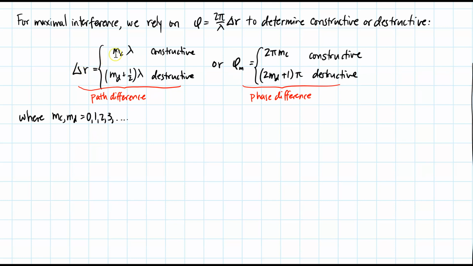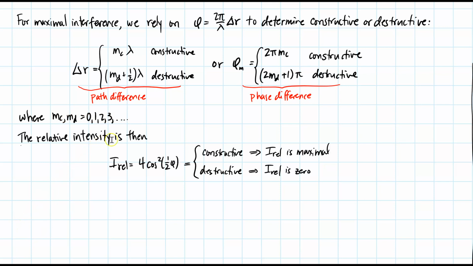So if the path difference was an integral number of wavelengths, then we had constructive interference. If we had half odd wavelengths, then we had destructive interference for the path difference. Or we could talk in the language of the phase difference. If the phase between the two waves was a multiple of 2 pi, we always had constructive interference. If we had odd multiples of pi, then we always had destructive, where m stands for 0, 1, 2, 3, and all of the integers.